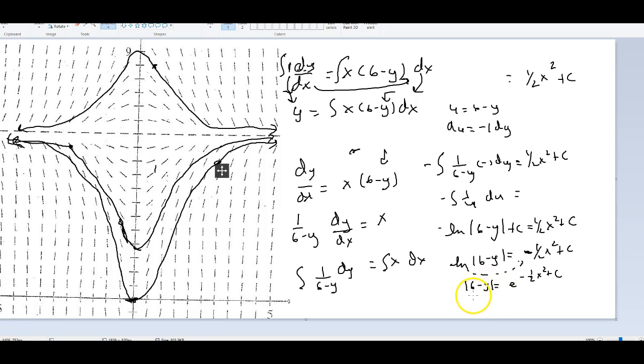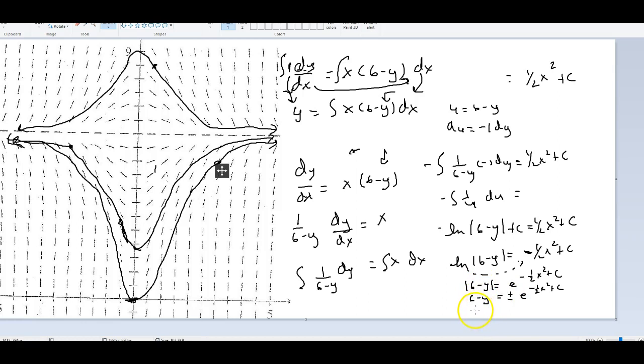Remember how to do that? Probably not. That was plus or minus. So I'm going to have to write over here somewhere. Okay, so I'm going to get rid of absolute value bars. So this gives me 6 minus y equals plus or minus e to the negative 1/2 x squared plus c. That's how I get rid of the absolute value bars.